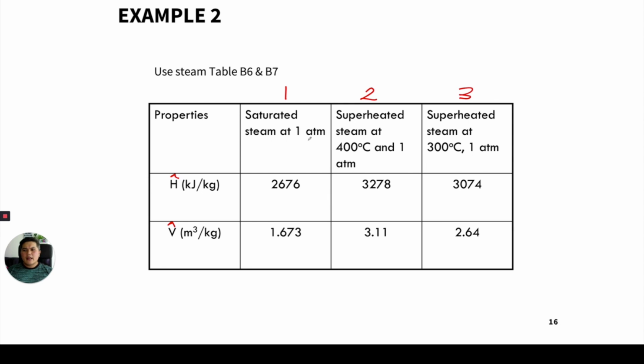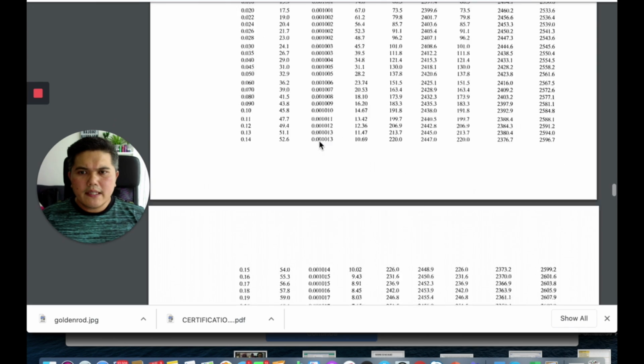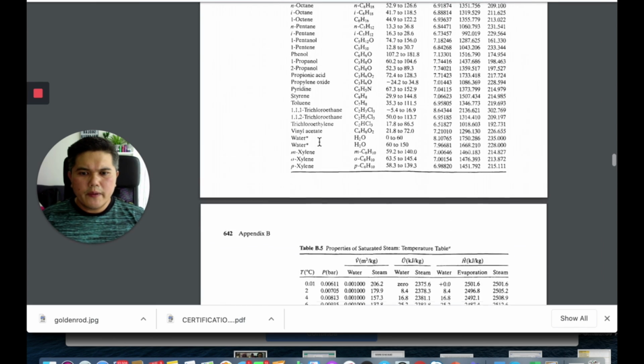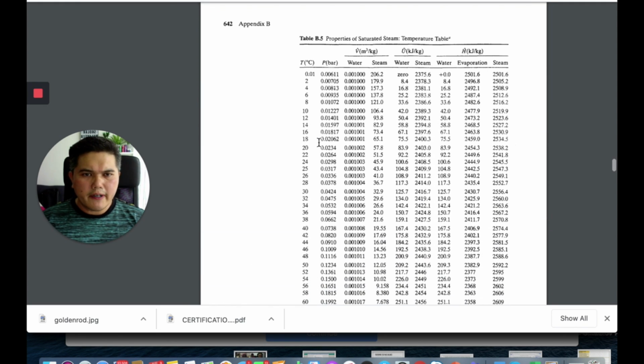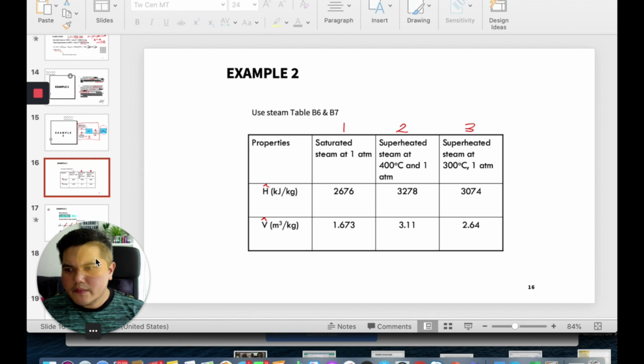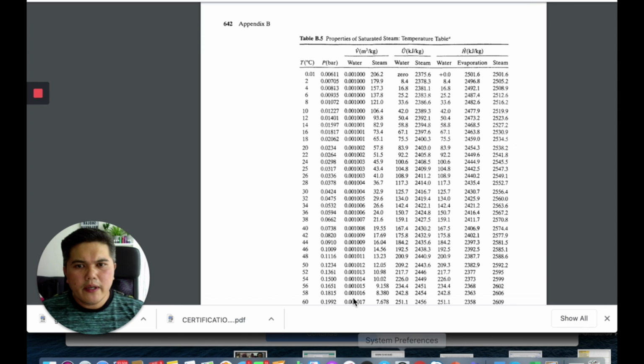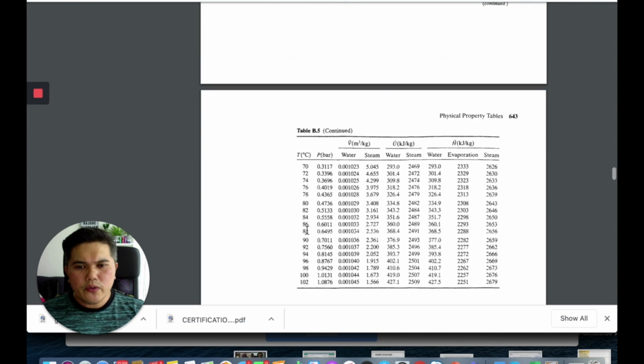If you look for the details of saturated steam at 1 atm, let's have a look at the table that we are given. We start with table B5 because we're talking about steam. What we need to know is the saturated steam at 1 atmosphere. We don't look here because this is based on temperature. If we want to look based on pressure, we go to table B6.